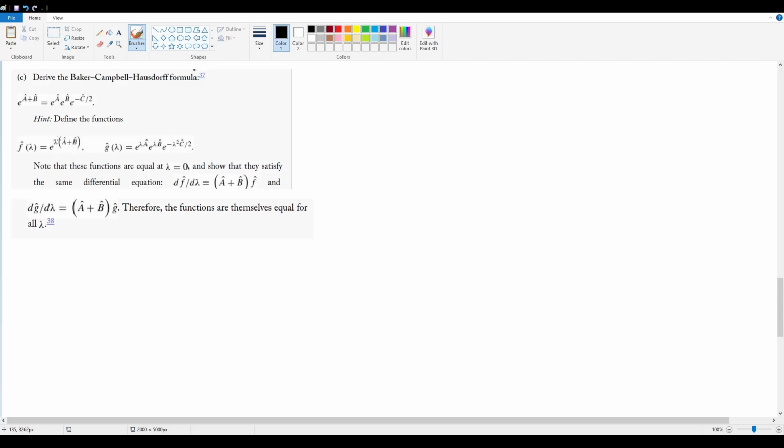And then we want to show that these functions are equal at lambda equals 0, which they are, right? Because if you put lambda equals 0 here, you get e to the power of 0. If you put lambda equals 0 here, you get e to the power of 0. And show that they satisfy the same differential equation: df by d lambda equals a hat plus b hat times itself, and dg by d lambda equals a hat plus b hat times itself.